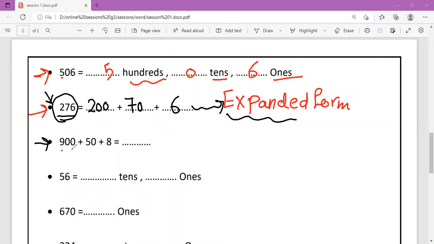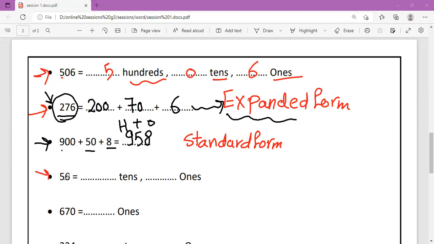Another one: we have 900 plus 50 plus 8. This is expanded form, and I want to make it standard form. So we change from expanded to standard. When we add it all together, we have 958: 8 in the ones place, 5 in tens, and 9 in the hundreds place. Make sure that we add it all together, and it will give you the actual number that you have.